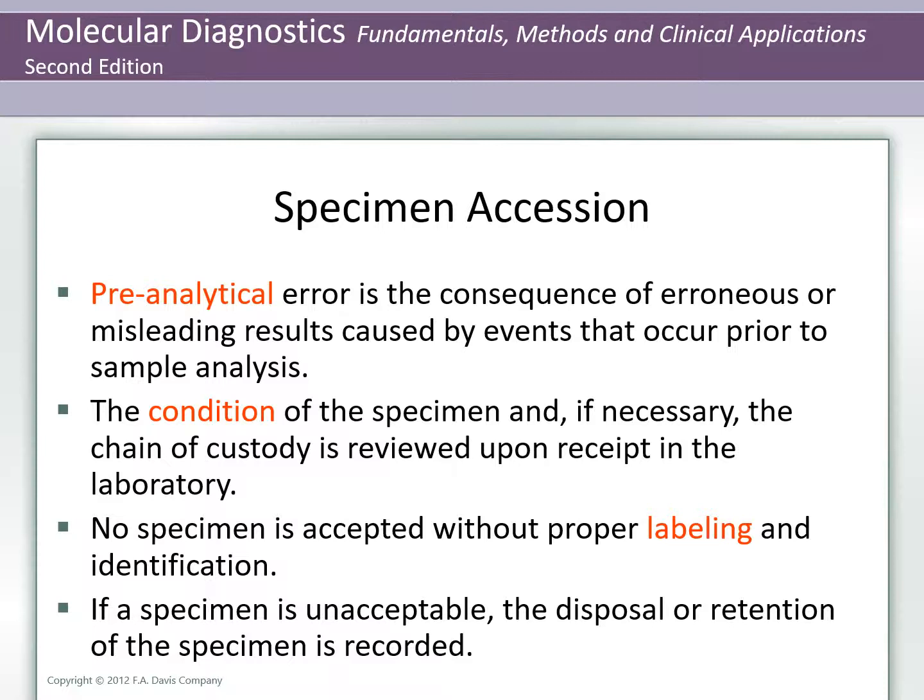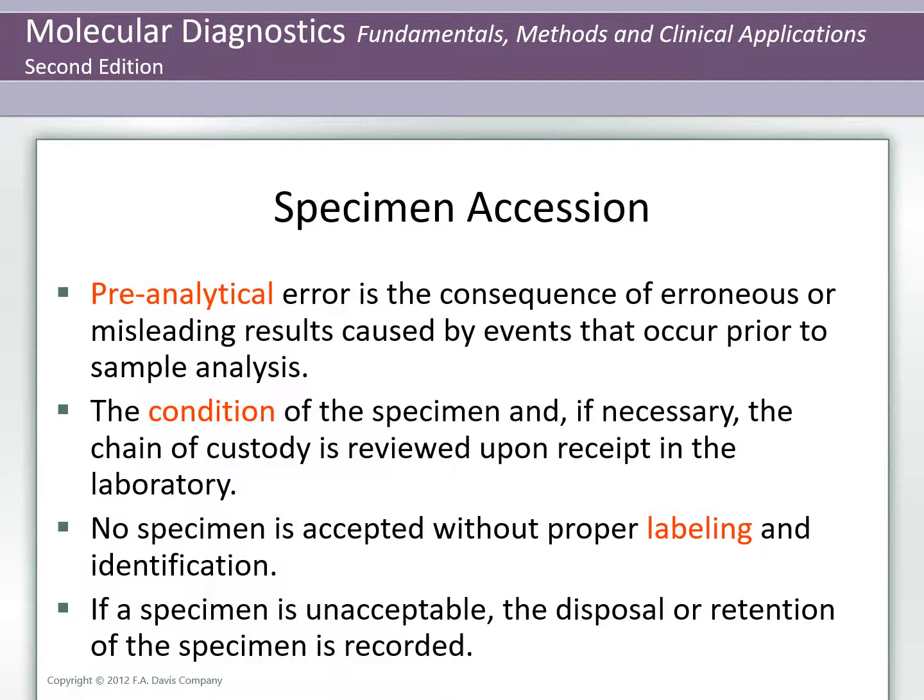Molecular tests, like any clinical laboratory test, require optimal specimen handling and processing for accurate and consistent results. The success of a test procedure is affected by the age, type, and condition of specimens. So specimen collection, transport, and handling in the laboratory require careful attention. The condition of the specimen, and if necessary, the chain of custody, is reviewed upon receipt in the laboratory. No specimens should be accepted without proper labeling and identification. And if a specimen is unacceptable, the disposal or retention of the specimen should be recorded.